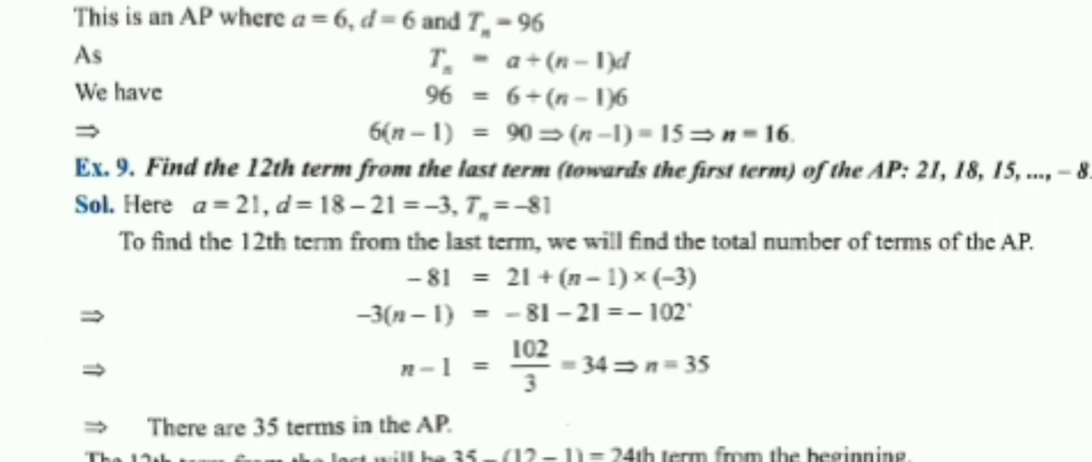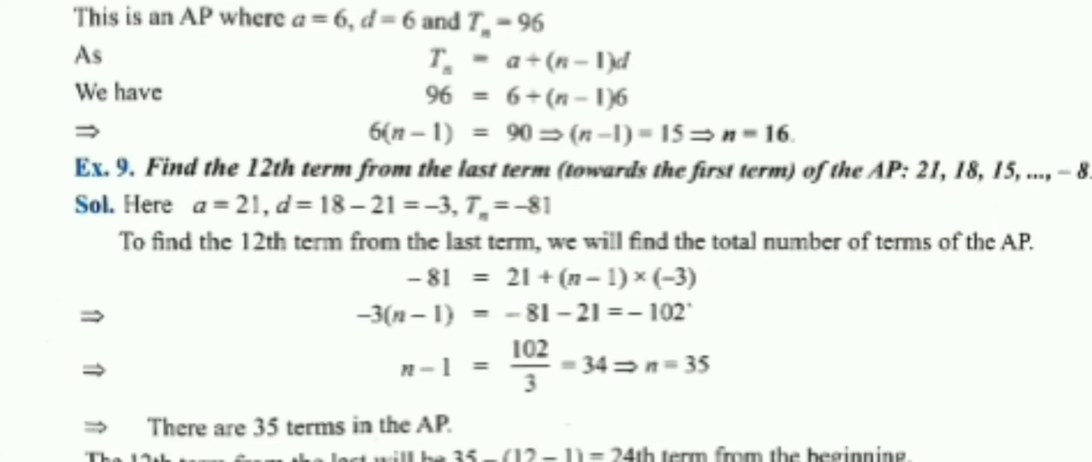Already we have written the multiples of 6, so obviously this is an AP, where the first term a equal to 6 and common difference is 6 and our nth term, that is our Tn, is 96. So students, here you have to find out the value of n, how many numbers.